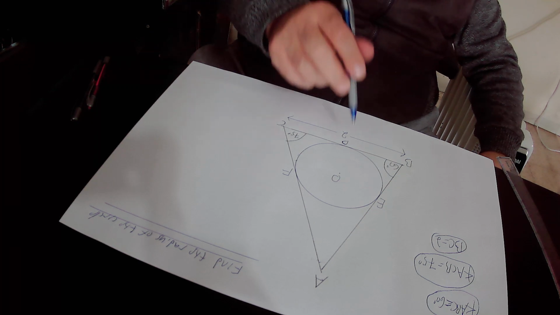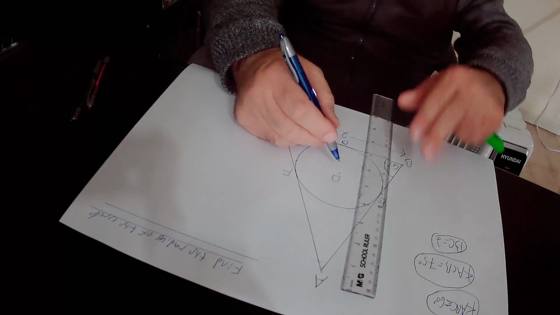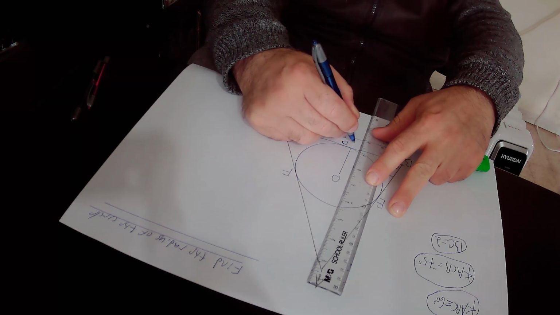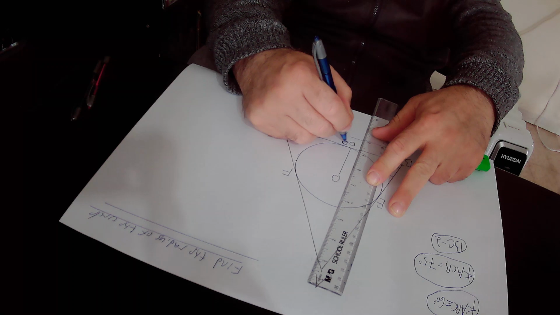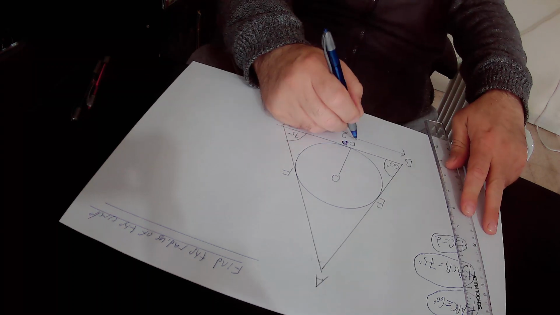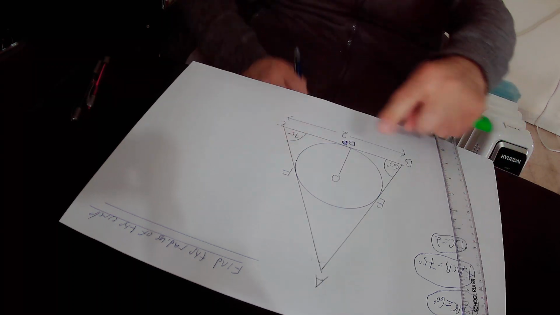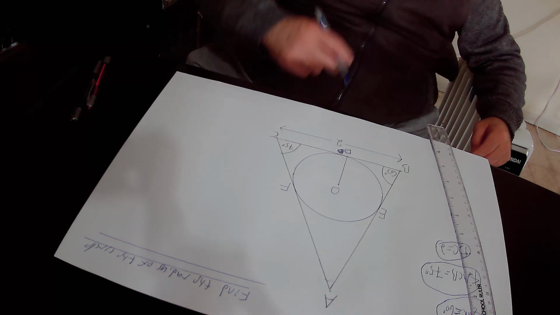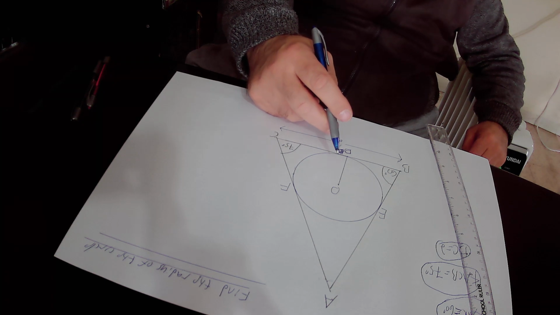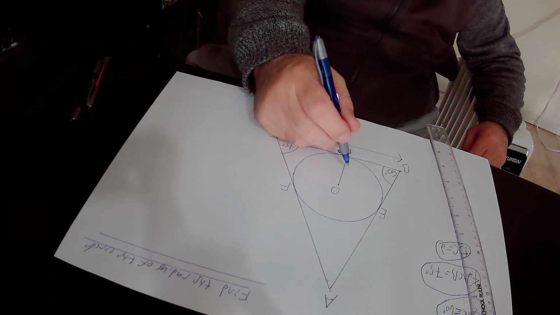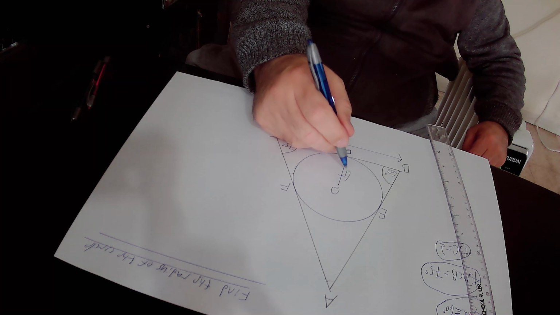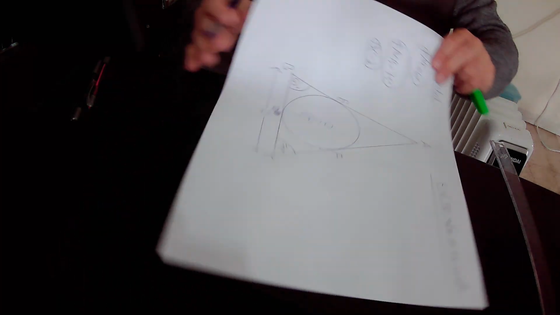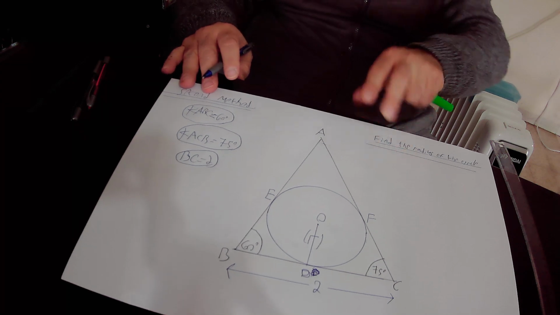We join points O and D together by a straight line. Point O is the center of the circle, point D is a point on the circle itself, therefore OD is the radius of this circle. We define the radius of this circle as R, therefore OD equals R. So here we can implement rule number 1.